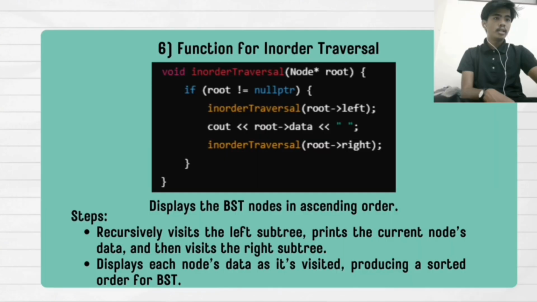The sixth part is the function for in-order traversal. It displays the BST nodes in ascending order. The first step is it recursively visits the left subtree, prints the current node's data, and then visits the right subtree. The second step is it displays each node's data as it's visited, producing a sorted order for the BST.